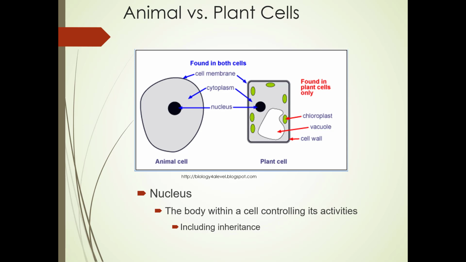And both animal cells and plant cells contain a nucleus, and that's the body within a cell that controls its activities, including inheritance. And so when you're looking at this picture here, you'll see on the right we've got three things that are only found in plant cells, and those are chloroplast, vacuole, and cell walls, and I'll talk about what those are in a moment.